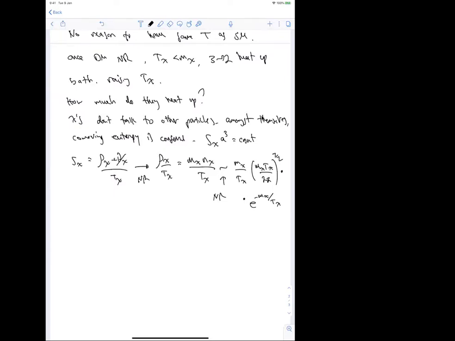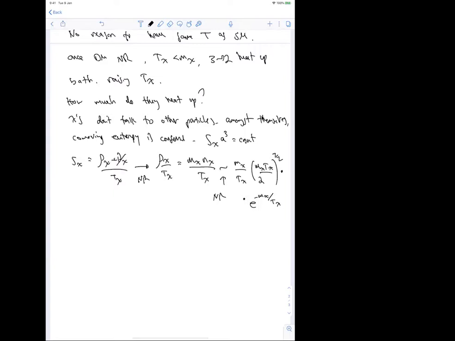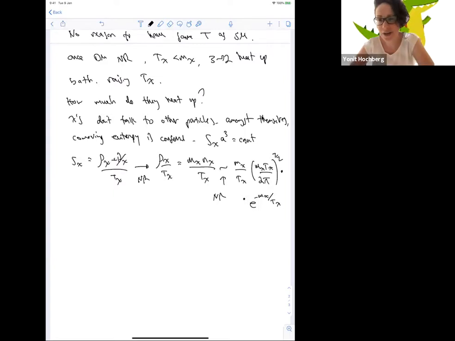Sure. Yes, sorry, I can't really read your handwriting. It's like m chi over T chi times m chi T chi over something to the power of 3 over 2. What was it? Something. Oh, this factor down here? Yeah. Yeah, sorry, it's just a numerical factor. It's not important. It's 2 pi. Oh, I don't even think we bothered writing it in the past. Yeah, sorry about that.